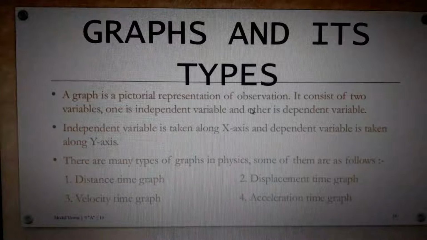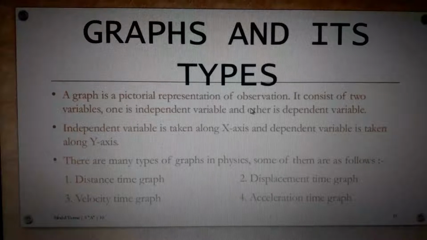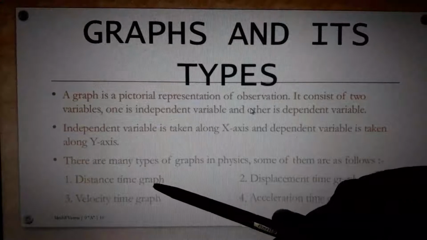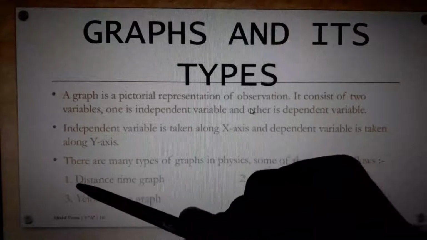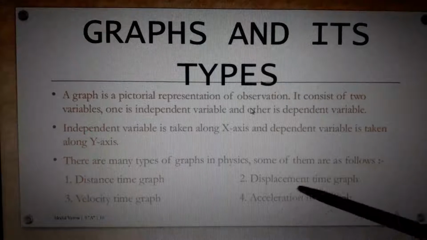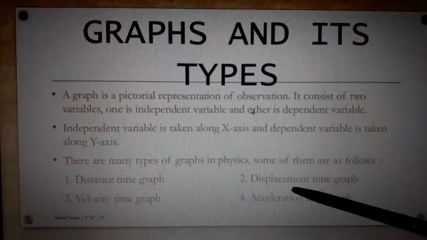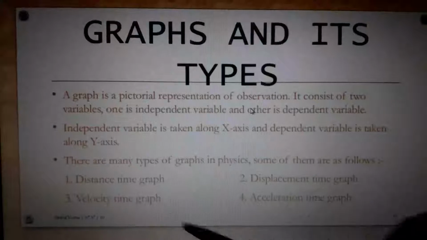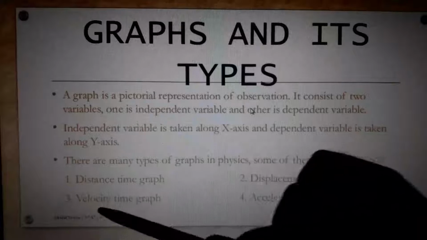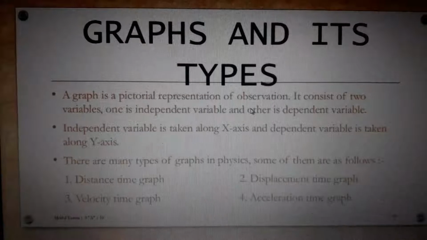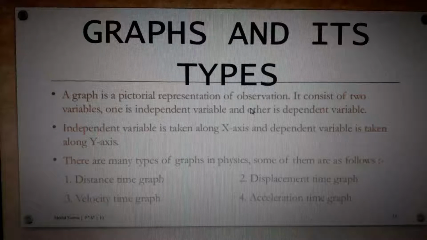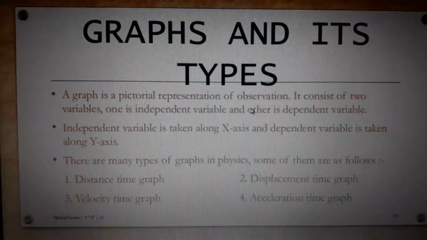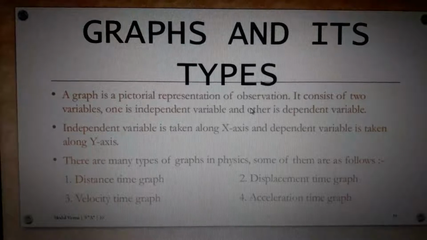So these are the four different types of graphs in this chapter. Distance and time graph: values will be given as distance and time. Displacement-time graph: values will be given as displacement and time. Velocity-time graph: values will be given as velocity and time. Acceleration-time graph: values will be given as different types of acceleration and time. The main thing is this one, okay?